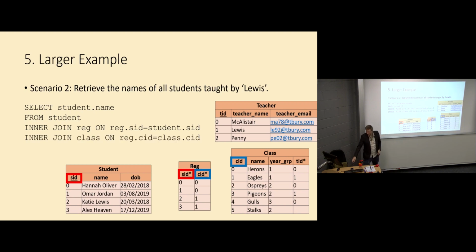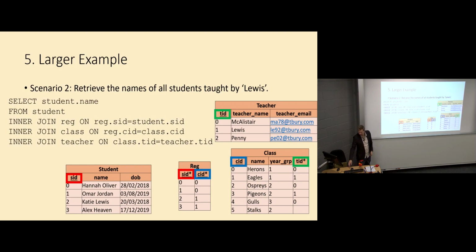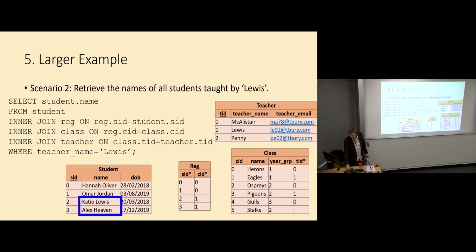Another inner join, good. So we're going to inner join to teacher, add the where clause on the end for teacher name, and you can see how the three relationships link the tables to give you Katie and Alex. It just so happened that those two were separate in the example. Good.